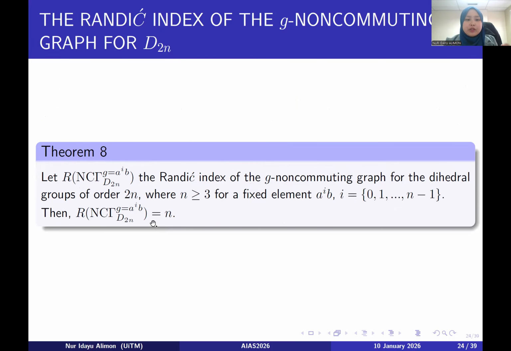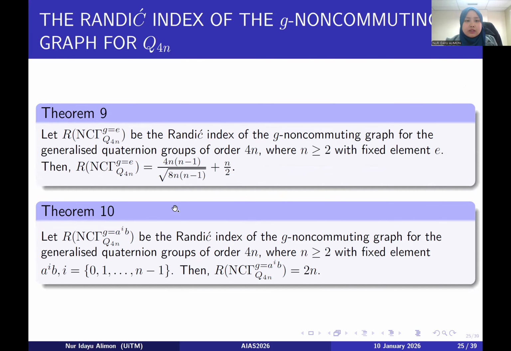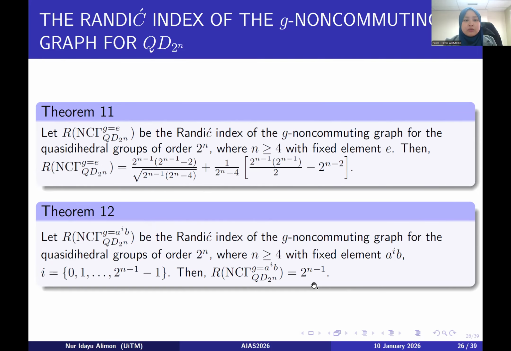Okay, so this one is for G equals n, for G equals AIP, for G equals E for generalized quaternion groups. So you will get this answer for n minus 1 square root over square root 8n times n minus 1 plus n over 2. And then G equals AIP through n.